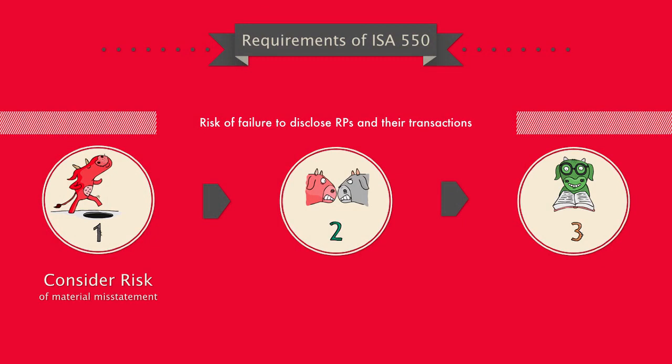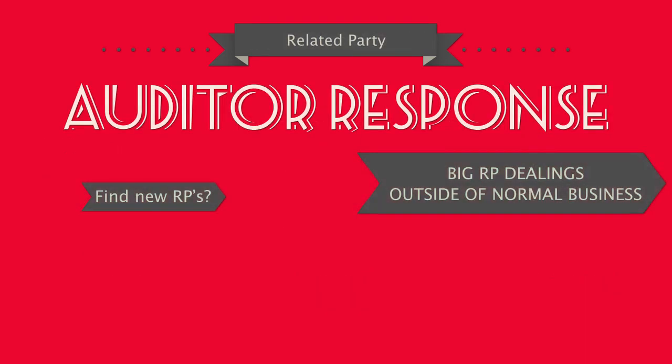So, risk of failure to disclose these related parties, what do we need to do? First of all, consider the risk of material misstatement. Then ask management about it, and then try and understand their controls. Once we've understood their controls and the risk that there may be related parties, then we can decide how much procedures, how much substantive tests to do to try and look for these related parties. A couple of things then that I wanted to cover, which are specifically in the syllabus.